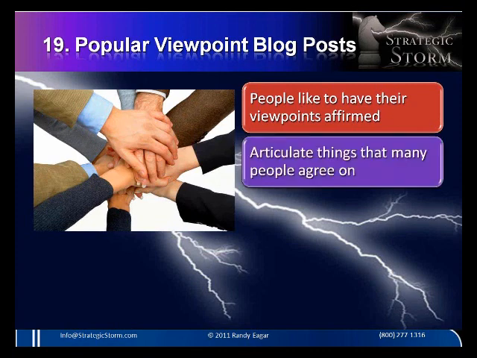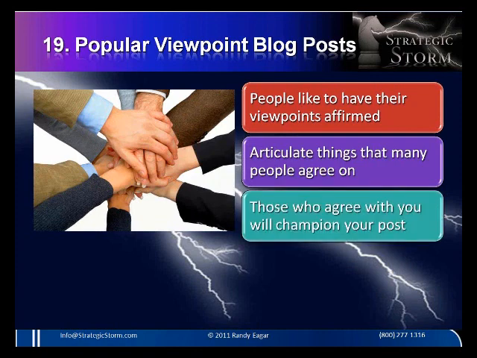If you can articulate something a lot of people agree with, those who agree with you will champion your post. Those who disagree will probably still link to you because their response won't make much sense otherwise. But popular viewpoints are views that are typically either neutral in character or obviously slanted one way or the other. A discussion of FSBOs might be an example.